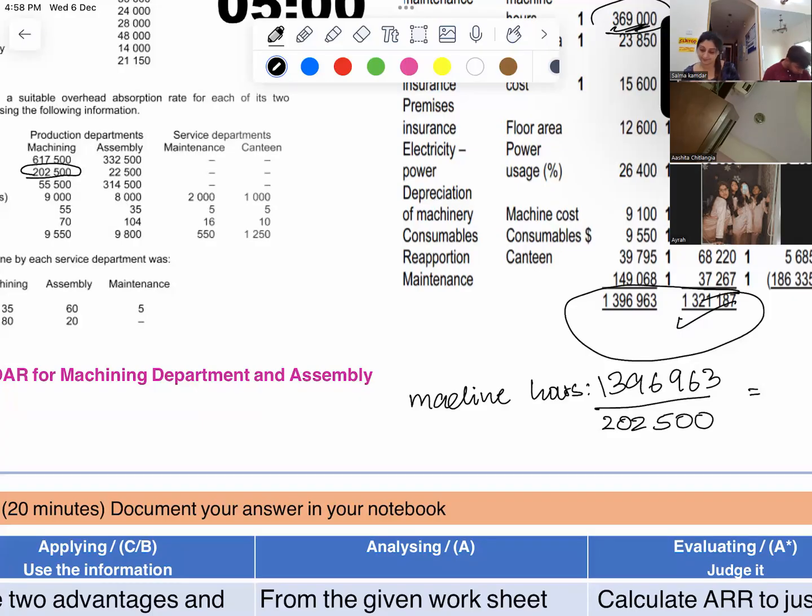Miss, in the new PPT, it says day 1, day 2, day 3. So, are we supposed to go according to that?